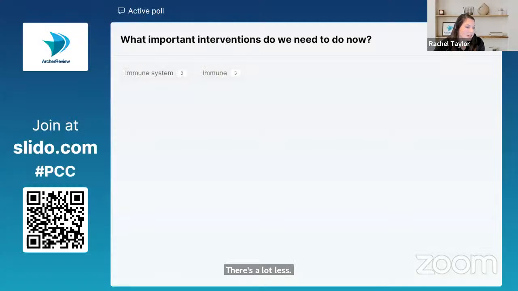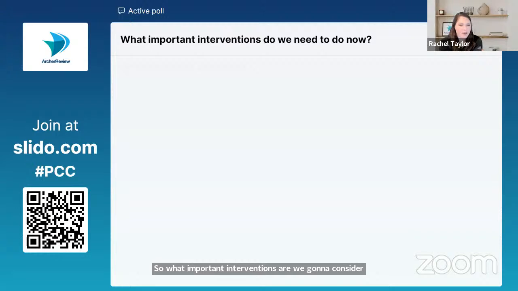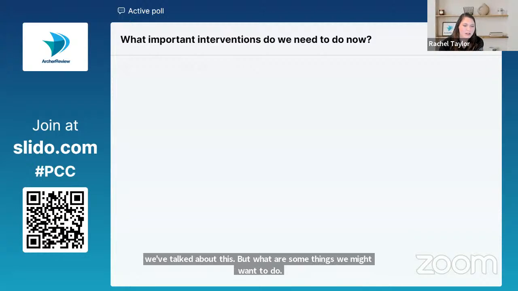So what important interventions are we going to consider? We've talked about this, but what are some things we might want to do? You guys should know this. We kind of talked about it in the first one.